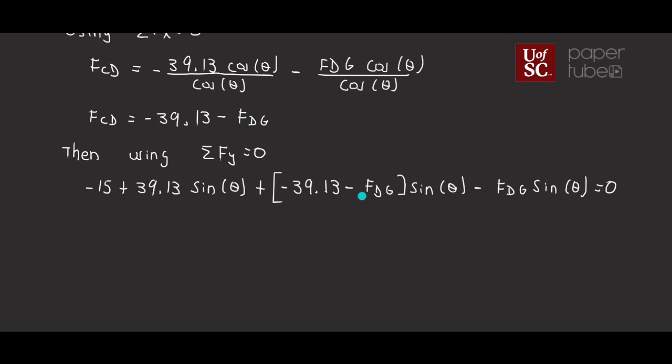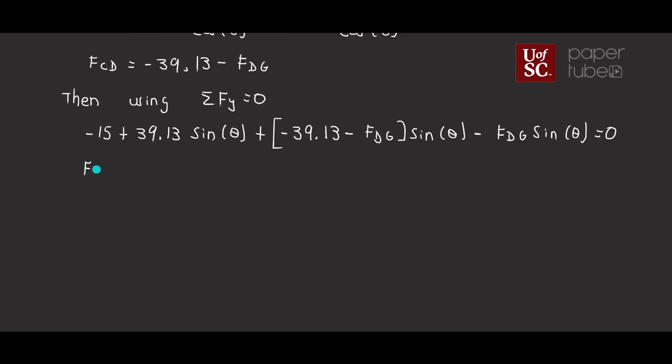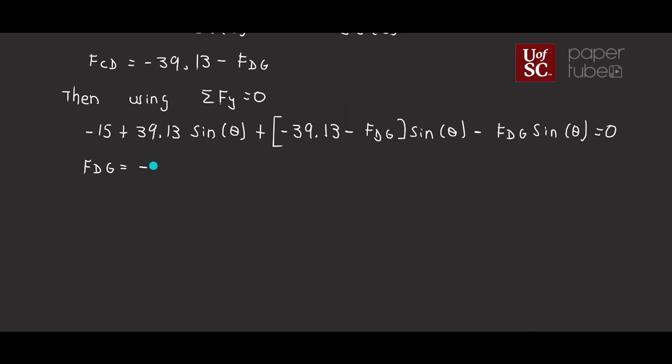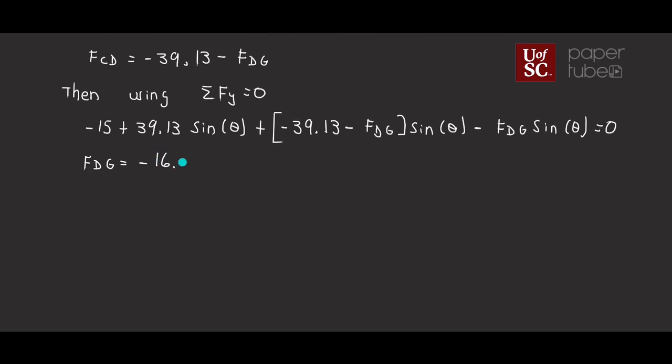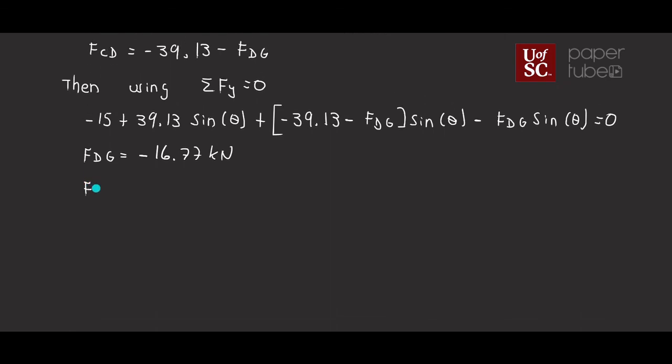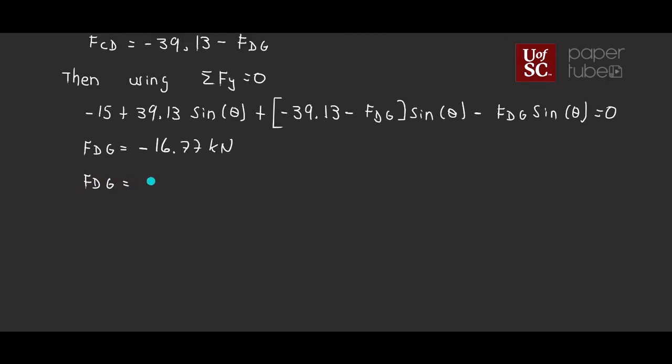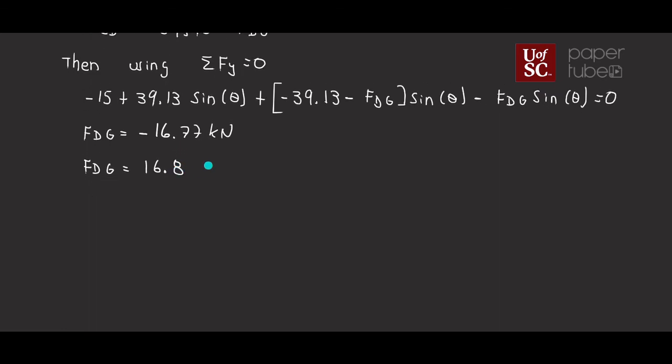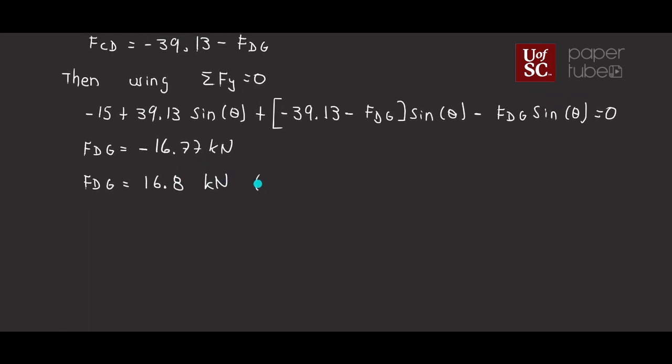And FDG should give me, I'm gonna skip a couple of steps in here, but it's only solving for FDG from this equation. FDG should give me minus 16.77 kilonewtons. Okay, negative again. That means that my reporting should be that this is 16.8 kilonewtons in compression.